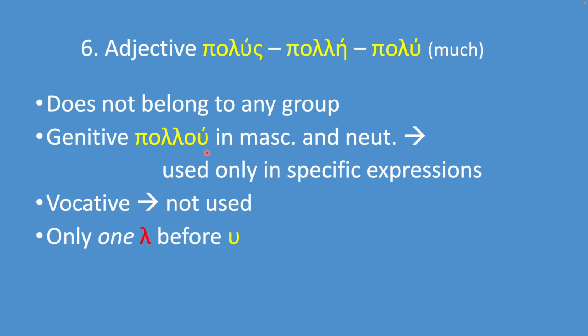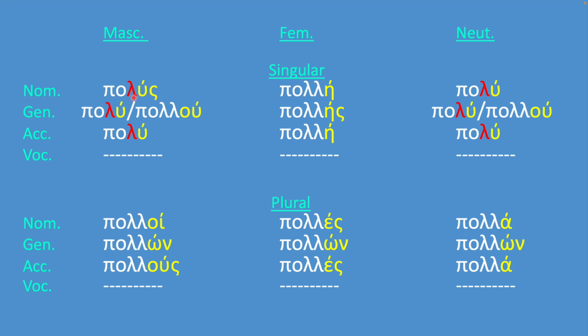Some people get confused about when to use one lambda and when to use two lambda. An easy way to remember is that we use only one lambda before ypsilon. In all other cases, it's two lambda. Πολύς, one lambda because we have the ypsilon. Πολύ, again, one lambda, πολλού, two lambda. Πολύ, one lambda because it's just ypsilon.